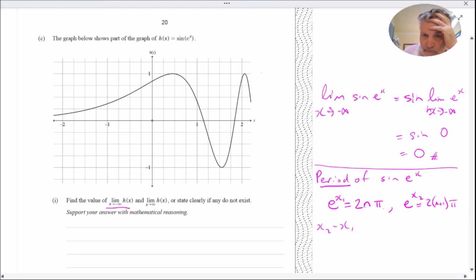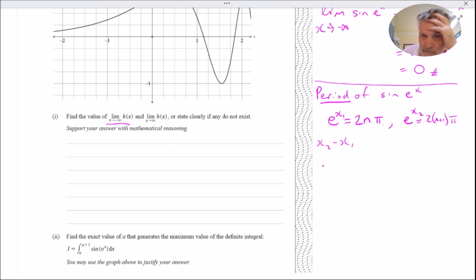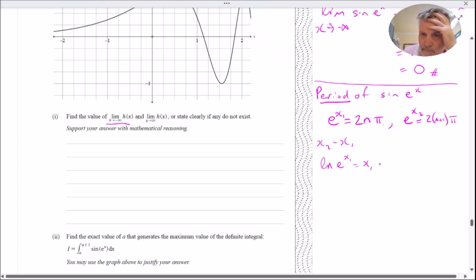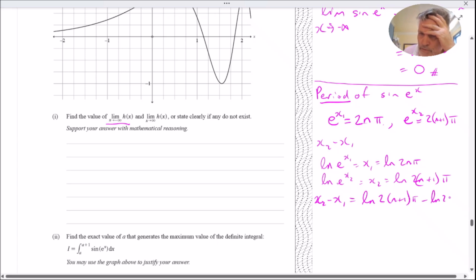So we haven't got those yet. We've got these exponential things. If we take the logarithms of e to the x1, that will give us x1, which will be the logarithm of 2n pi. And we take the logarithm of e to the x2, that will give us x2, which will be the logarithm of (2n plus 1) pi. And if we subtract these two things, x2 take off x1 is the logarithm of (2n plus 1) pi take off the logarithm of 2n pi.